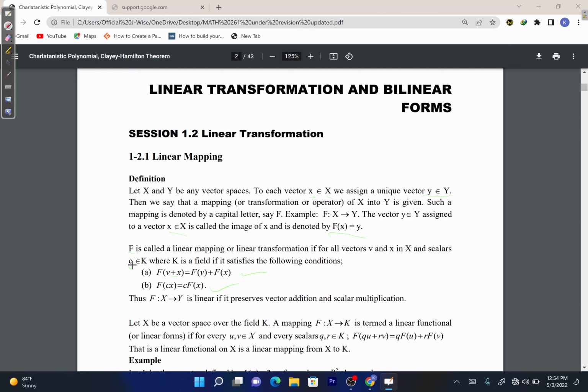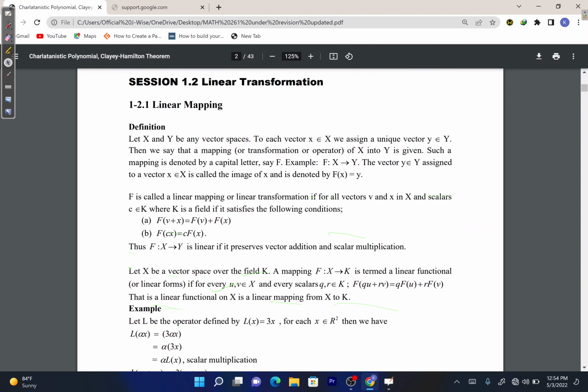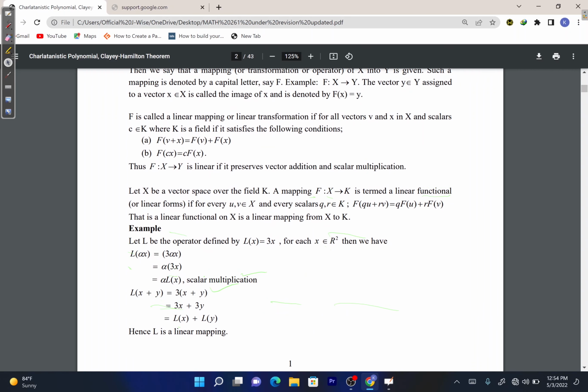So from here we say that a linear map, this map f of x onto y, preserves vector addition and scalar multiplication. It preserves vector addition and scalar multiplication. So now let's look at some few examples.